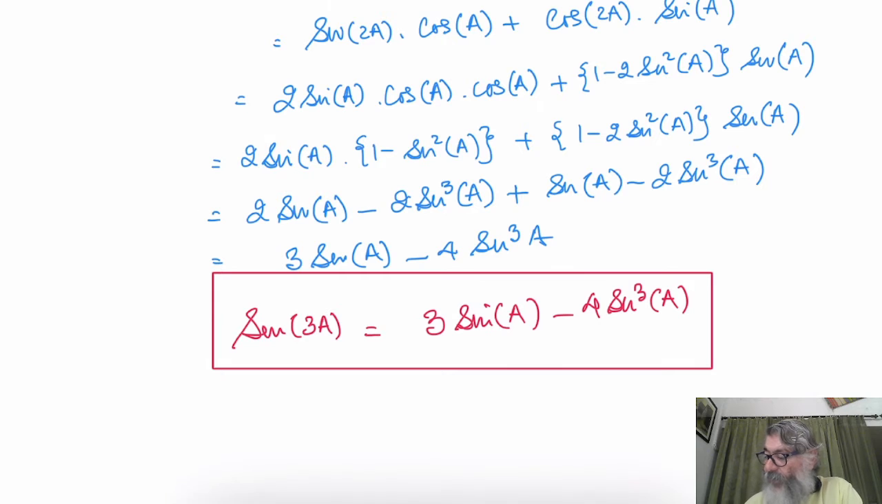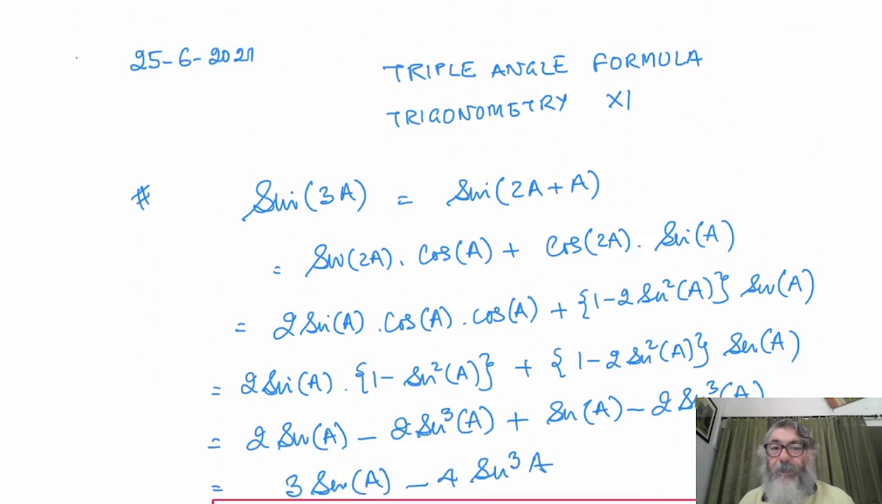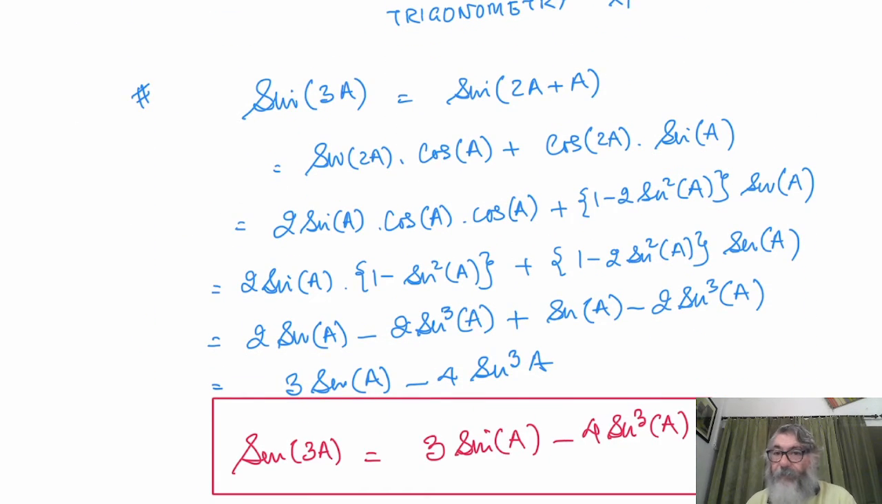Now let us see the next formula, like we calculated for sine 3a. You can go through it once again. I will show it to you once again. Sine 3a is sine 2a plus a. We will apply the formula of sine a plus b: sine a cos b plus cos a sine b. So sine 2a cos a plus cos 2a sine a.